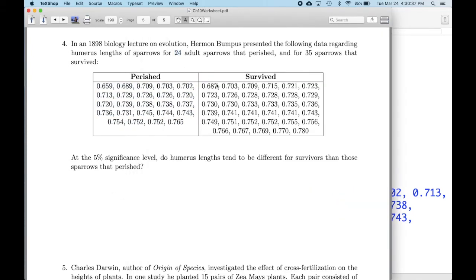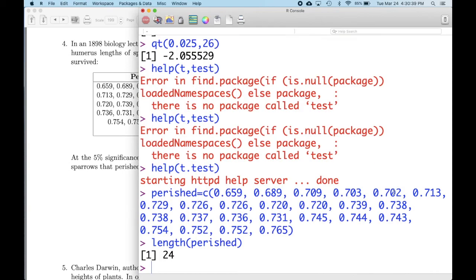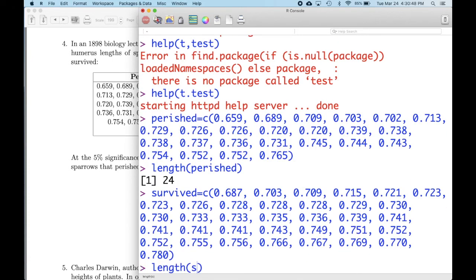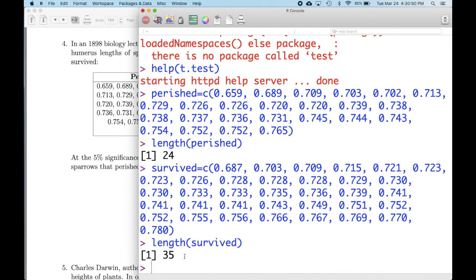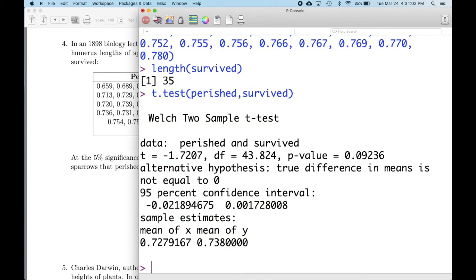We have 24 there. And then in the survived group, we're going to have a few more data points. So the survived group is going to be that data set. Let's make sure that we got all 35 values, and we did. And then we're going to run the t-test. It's going to be the non-pooled t-test with the data perished and survived. And again, it spits out this amazing array of information. It gives us our test statistic, our degrees of freedom, our p-value, 95% confidence interval, and the means of each of the data sets. Okay, so that's how that works.